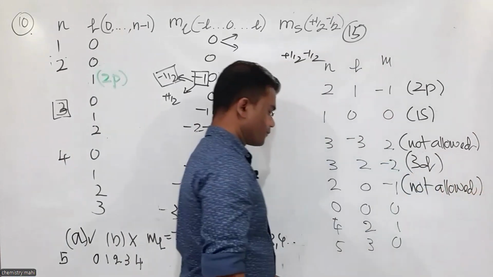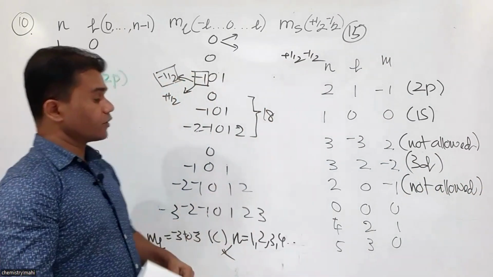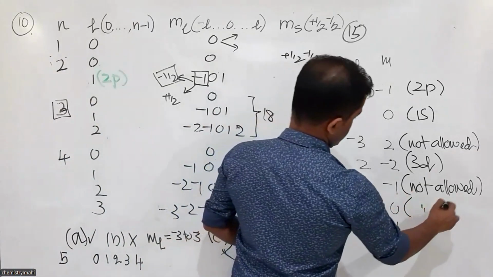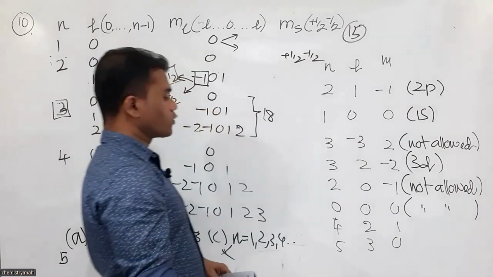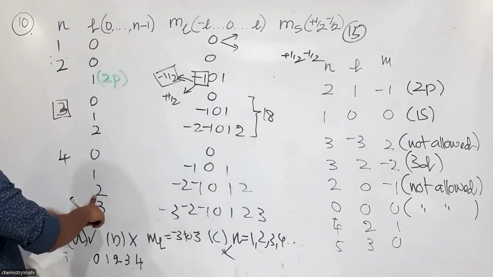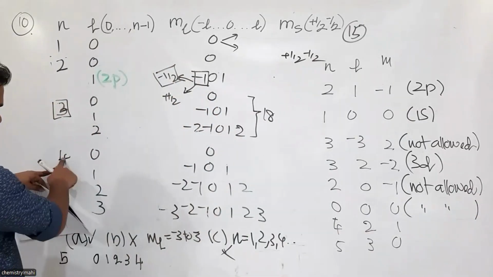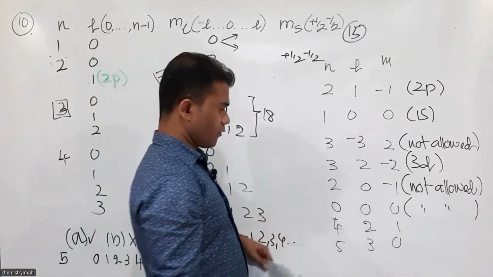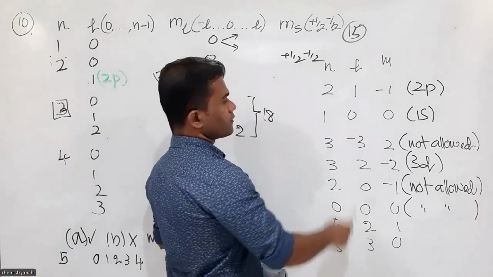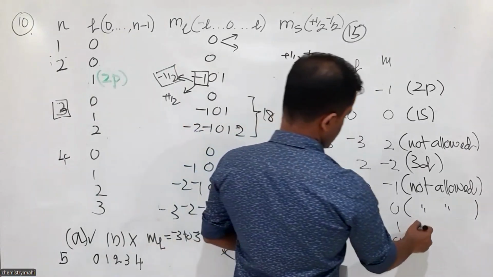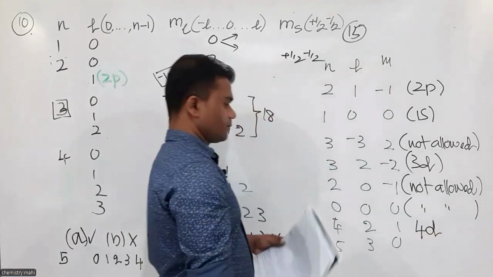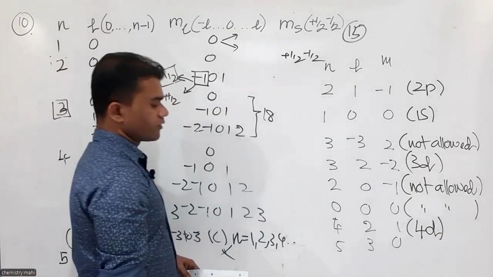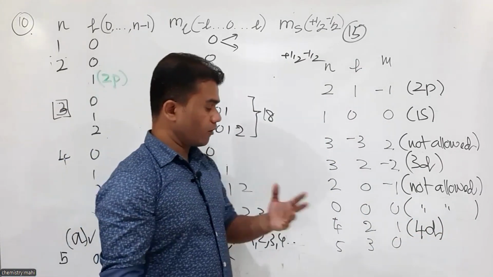Next, 0, 0, 0. Is it allowed? There is no n equal to 0. Not allowed. Next, 4, 2, 1. First of all, you have to check whether it is allowed or not allowed. It is allowed. Then l equals 2 is for what? d. So this is the fourth main energy level, d sub energy level: 4d.